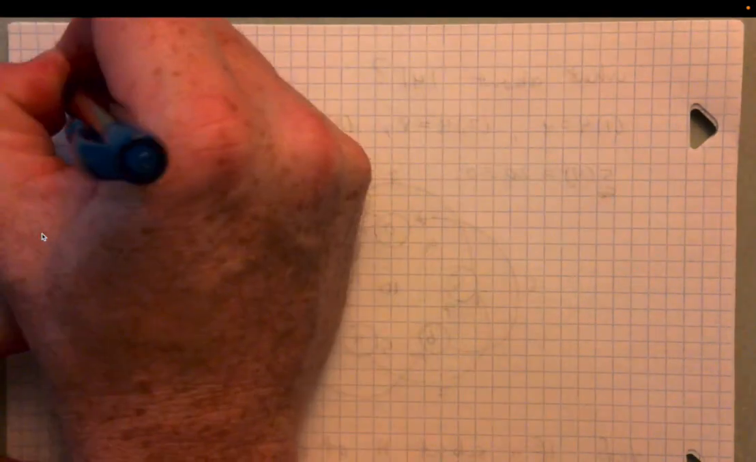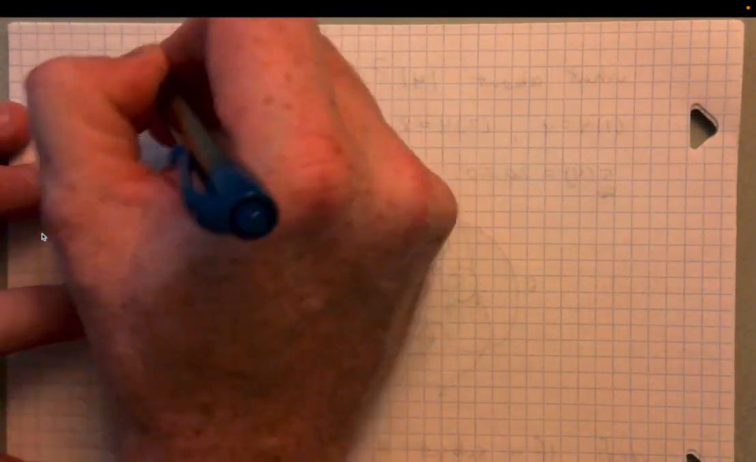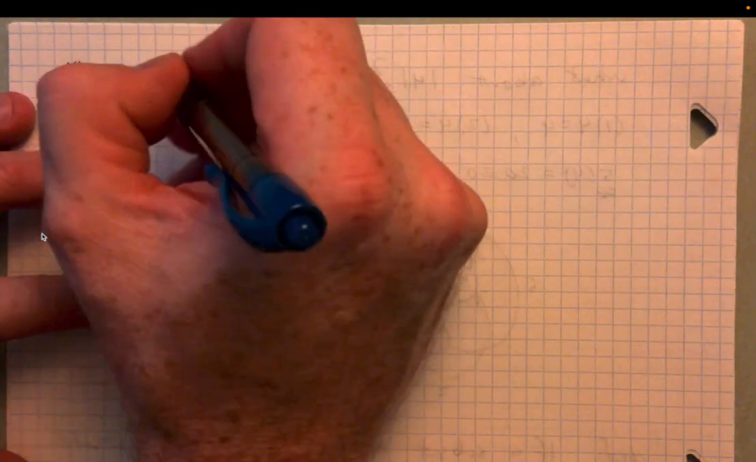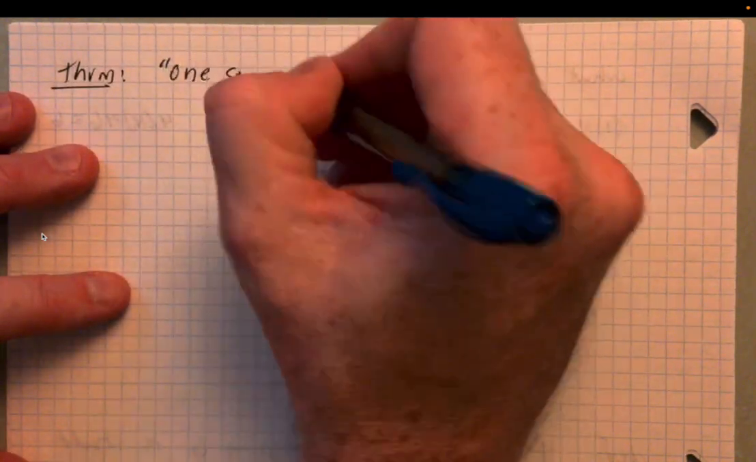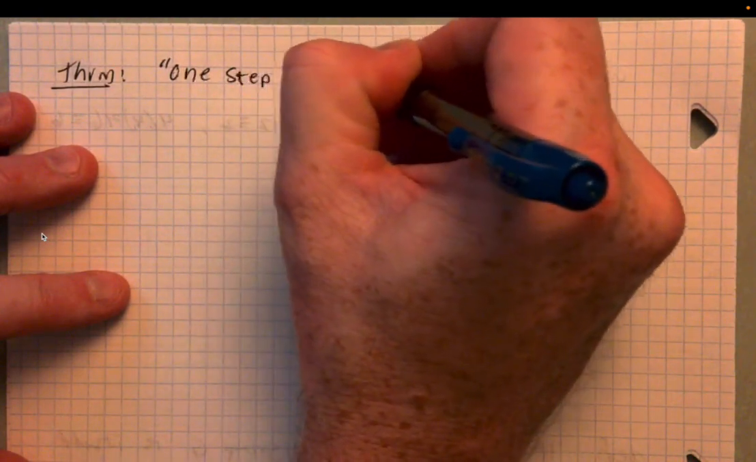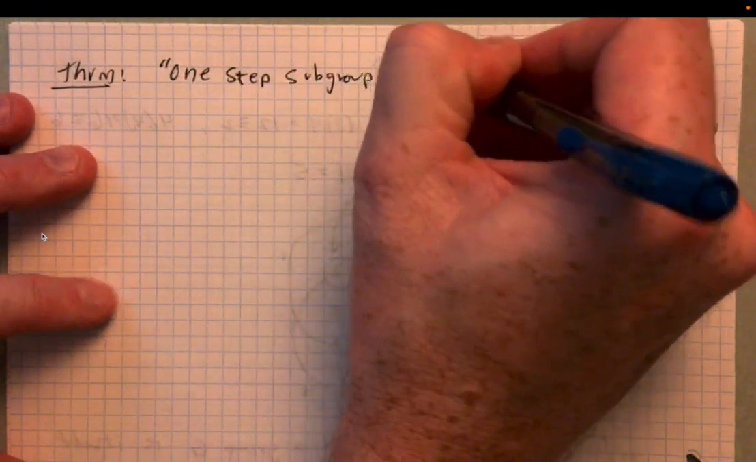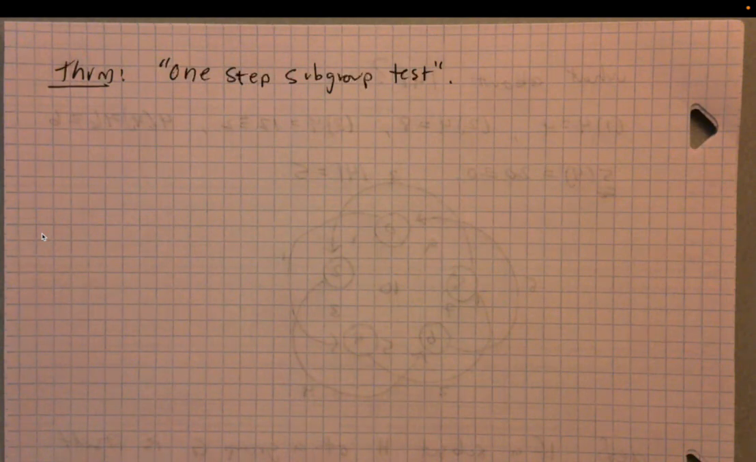All right, so this one, we'll call this the one-step subgroup test. It's actually got several steps, but it's got one key ingredient here.